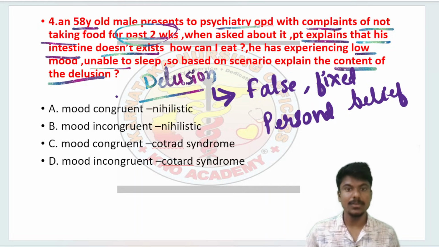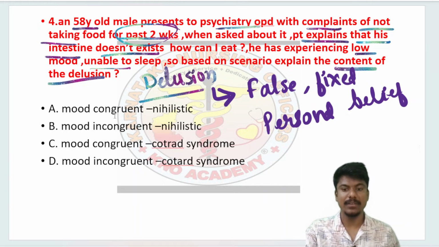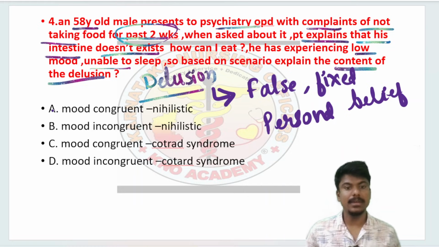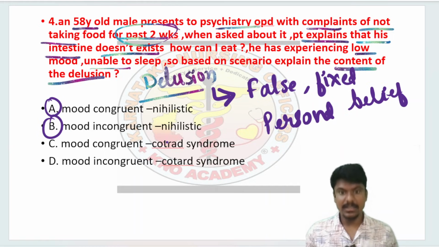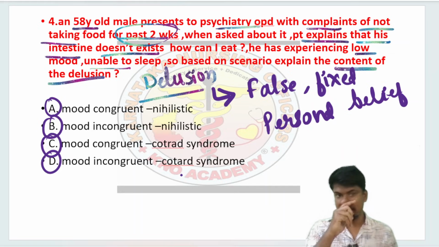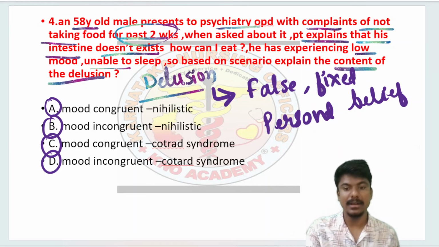So the examiner is asking which content of the delusion is present. Option A is more incongruent with the nihilistic delusion. Option B is more incongruent with the nihilistic delusion. Option C is more congruent with Cotard syndrome. Option D is more incongruent with Cotard syndrome. Which option is right among the given options? Try to put your answer in the comment section.